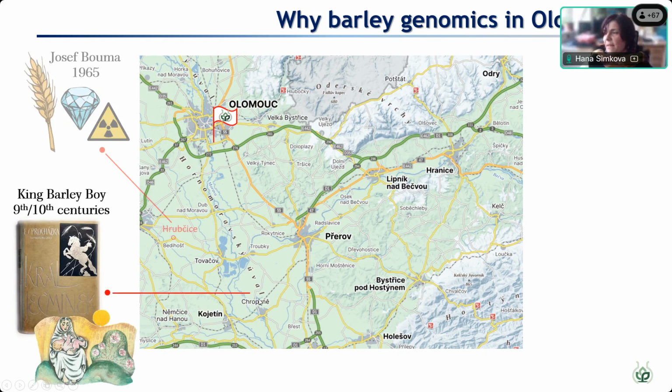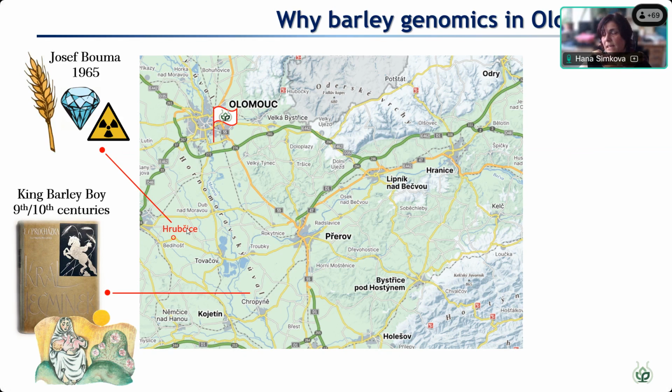The second link goes to the famous Czech breeder Josef Boma, who spent most of his life here in Hrubčice, the breeding station. His biggest achievement was the generation of barley cultivar Diamond, a product of radiation breeding. I'm not sure if you know that this cultivar gave rise to more than 100 other cultivars that are grown worldwide.